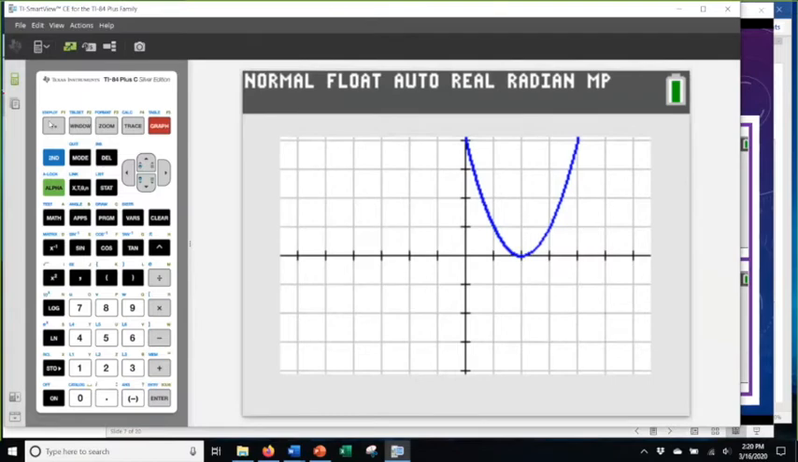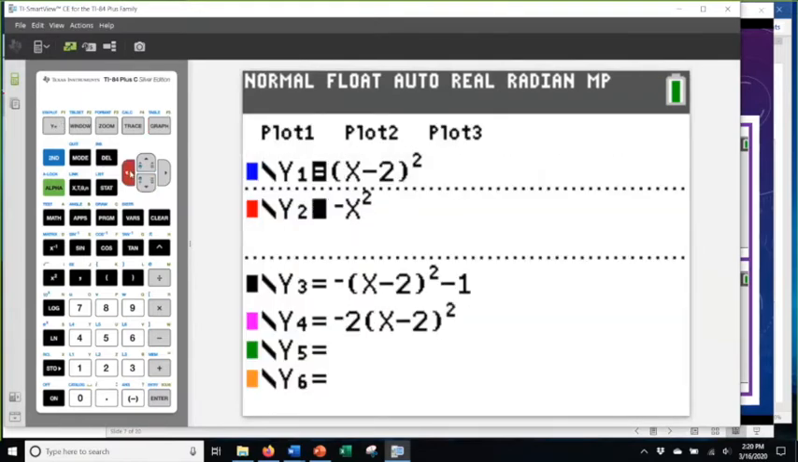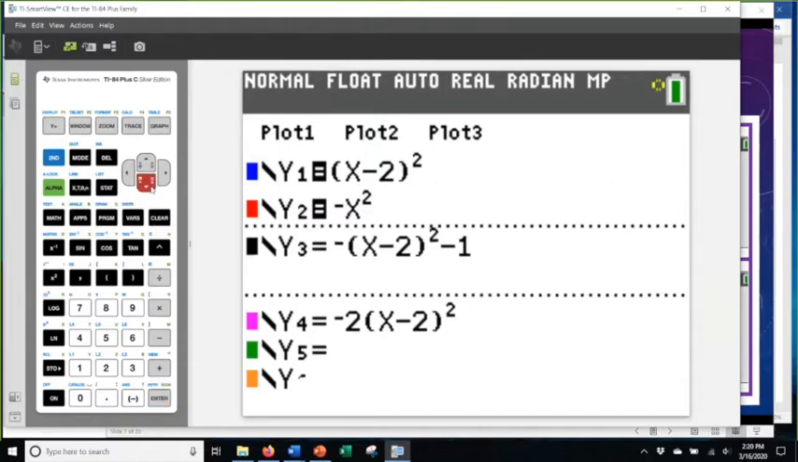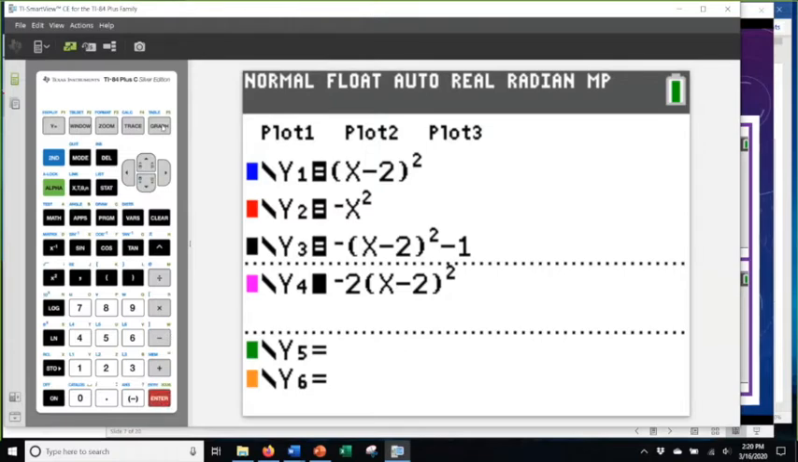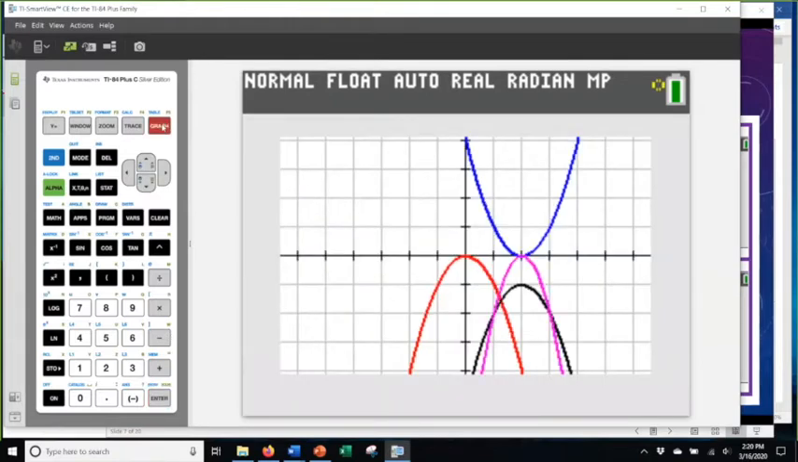Okay, let's go back to our y equals screen, and I'm going to press enter on each of these equal signs to activate them all so we can look at them all together. And which one doesn't belong? You can say that the blue one doesn't belong because it's the only one with a positive leading coefficient. Or perhaps your students aren't even to that stage. Maybe they're just going to say this is the only one that opens up.